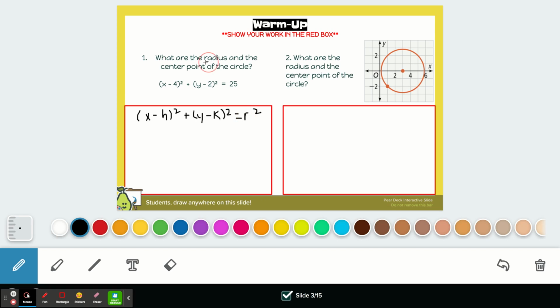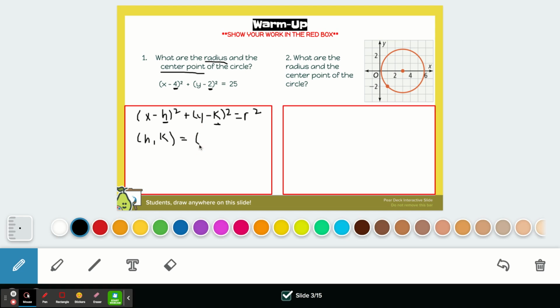find the radius and then the center point, right? The center point is h comma k, right? So now all we do is pay attention to the equation that we have up here. We have 4 in the same place our h is, and then we have 2 in the same place our k is. It's not positive 4, it's not negative 4, negative 2, because there's a negative in the equation. So this is a positive 4 and a positive 2, right?